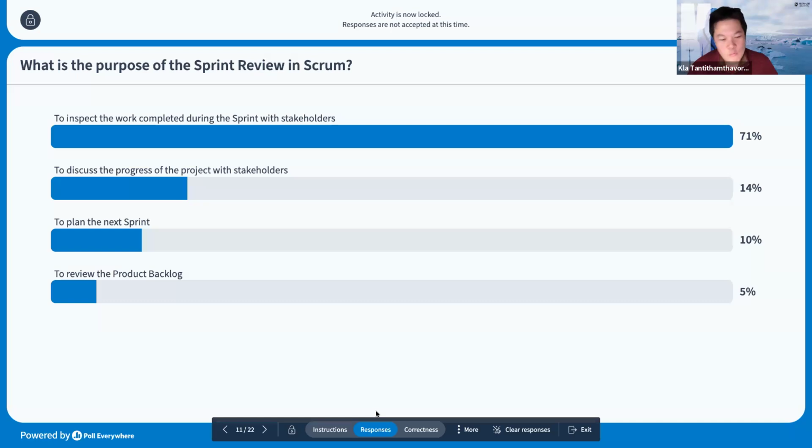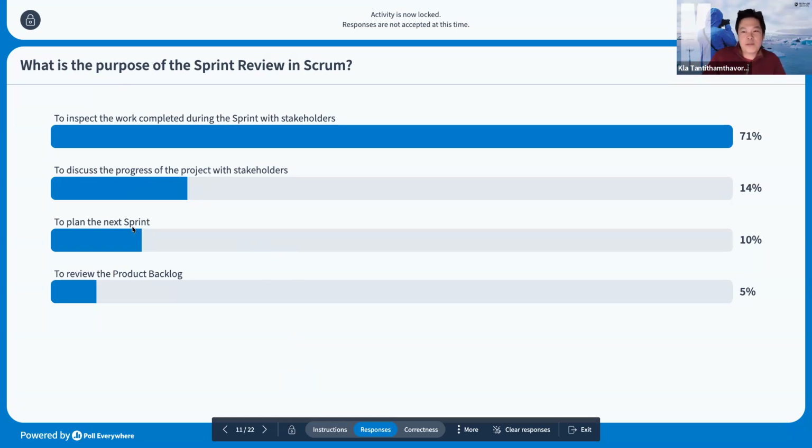Okay, so basically we present or deliver the progress to the client or the stakeholder. Okay, that's the end of the sprint. So, to inspect the work completed during the sprint with the stakeholder. Correct. Okay, it cannot be something else. No, no. Sprint review, we normally don't discuss the progress of the project. I mean, partly, yes, but it's not the major purpose of the sprint review.